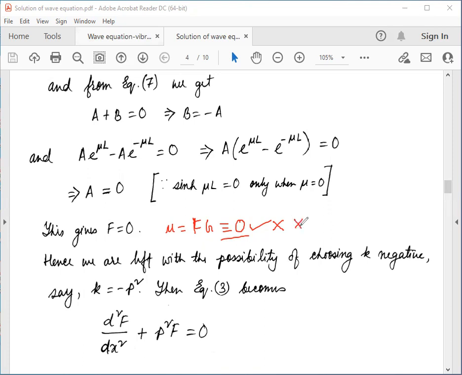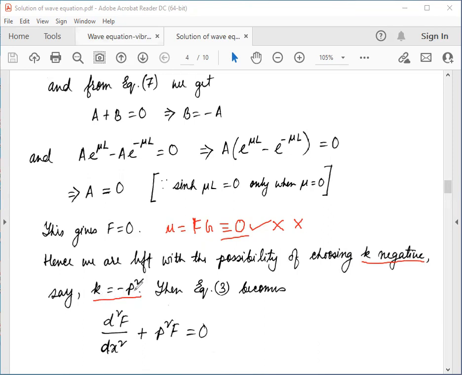So for a vibrating string, the only possibility is that k should be negative. And since k is negative, I can write k as minus p square, where p is some constant.